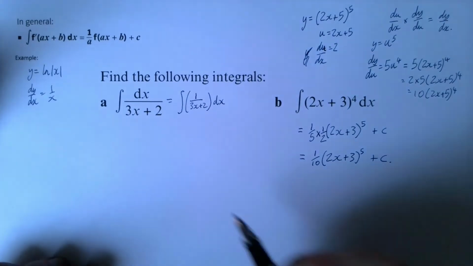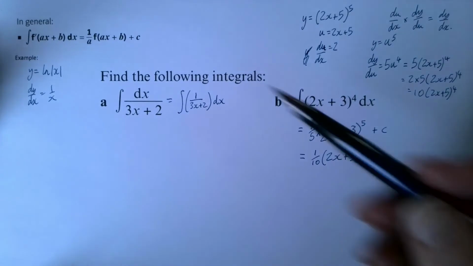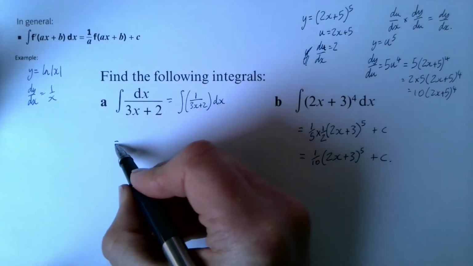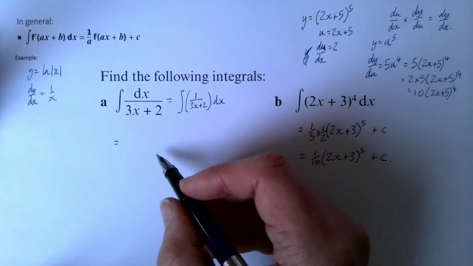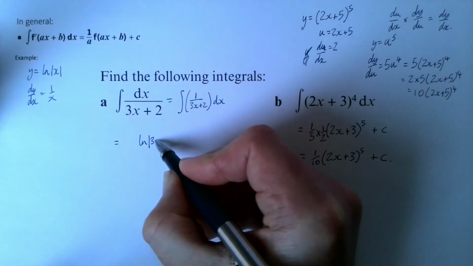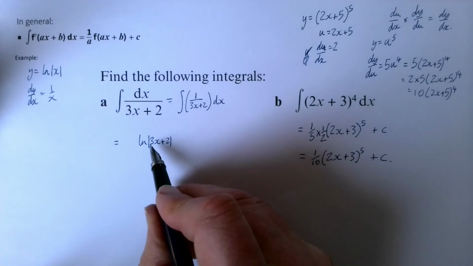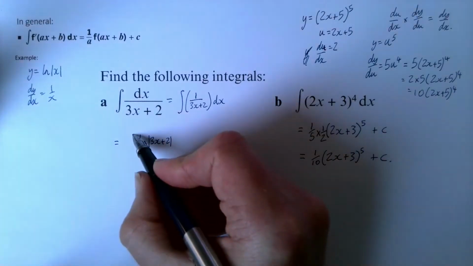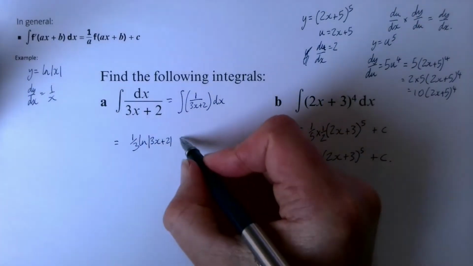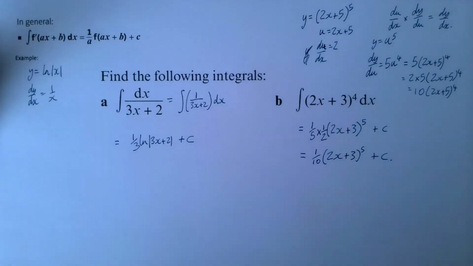So the only real big difference here is that we've got that 3 there, and so the experience of what we've done here might give you a clue as to what will happen. So we're going to go to ln of the modulus of 3x + 2, but we're going to have to multiply it by a third because we've got 3x there, and remember to add our c as well.